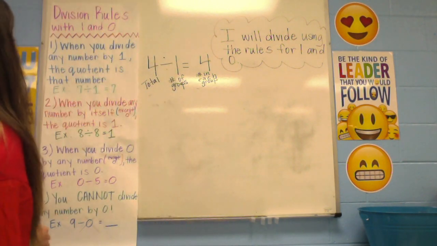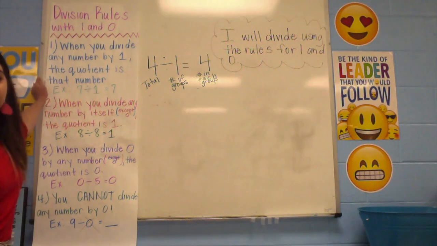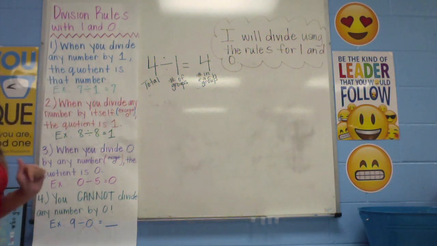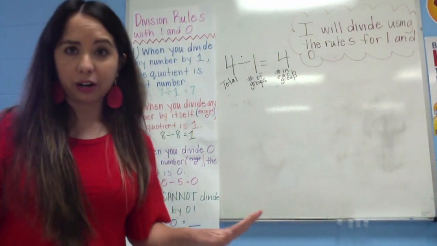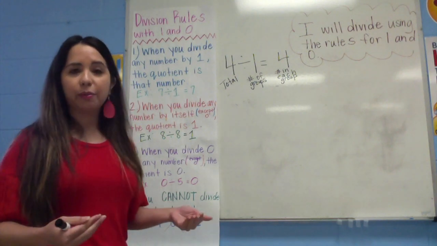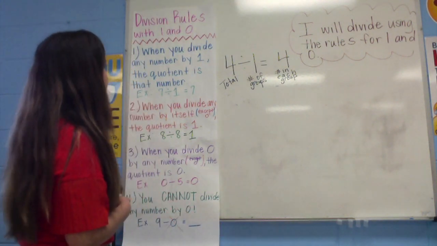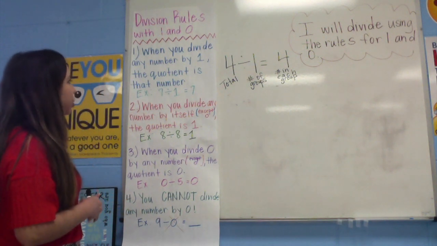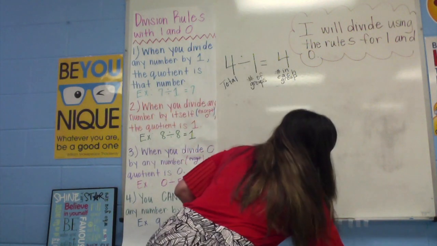So let's look at rule number 1. It says, when you divide any number by 1, the quotient, now remember the quotient is the answer to a division problem. When you divide any number by 1, the quotient is that number. So what does that look like?